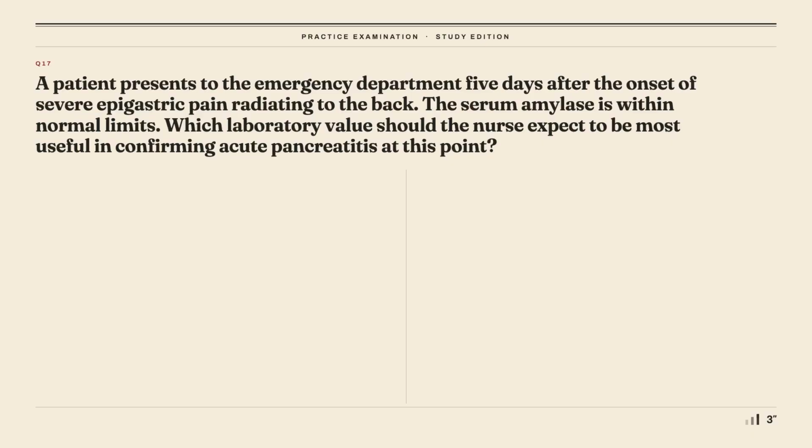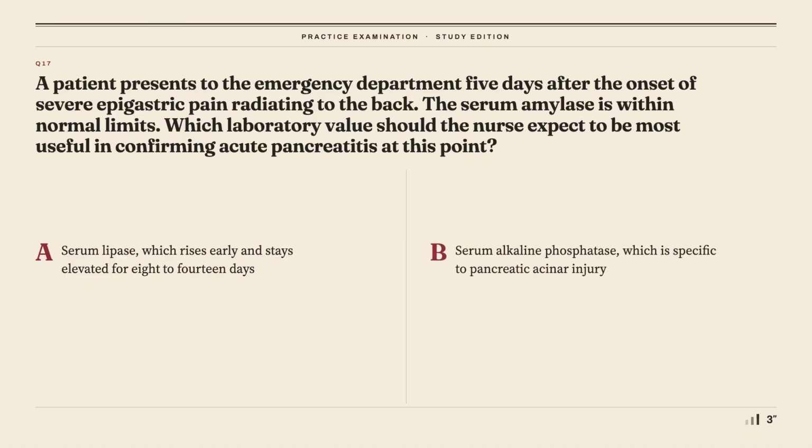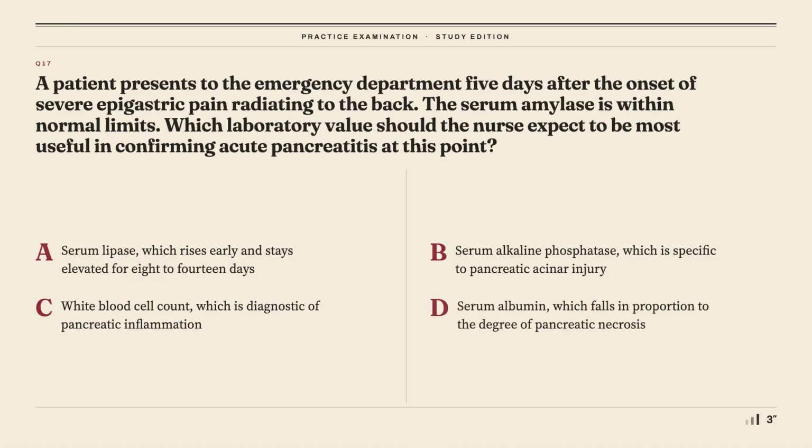Your options are A. Serum lipase, which rises early and stays elevated for 8 to 14 days. B. Serum alkaline phosphatase, which is specific to pancreatic acinar injury. C. White blood cell count, which is diagnostic of pancreatic inflammation. D. Serum albumin, which falls in proportion to the degree of pancreatic necrosis. Which one is it? Pause the video if you need more time.